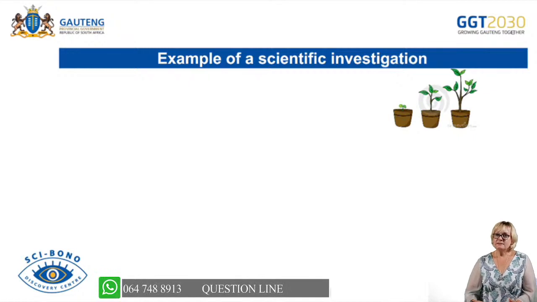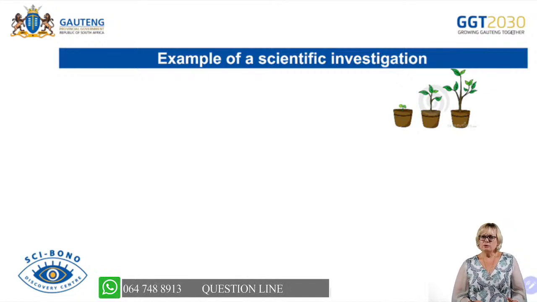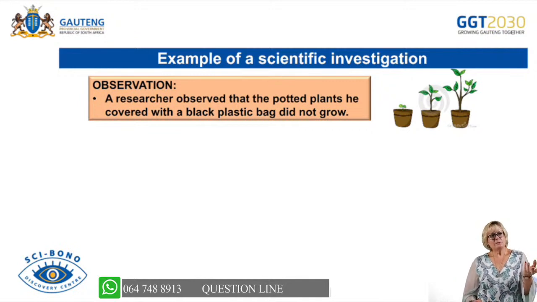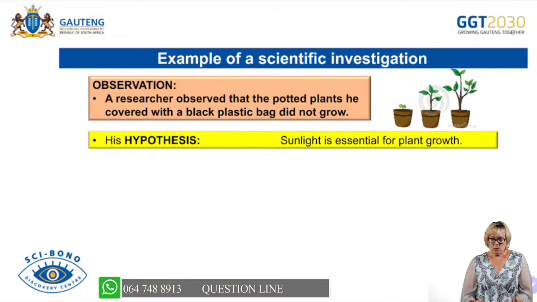Examples of a scientific investigation, now that we know what all the concepts are that are related to a scientific investigation. Observation: a researcher observed that the potted plants he covered with a black plastic bag did not grow. All right, so that's something he saw. He saw that if he puts a plastic bag over his plants, they don't grow. What is his hypothesis? Because remember now, he has seen that. Now his hypothesis is sunlight is essential for plant growth. That is his hypothesis. So he's saying that's the answer to what he has seen.